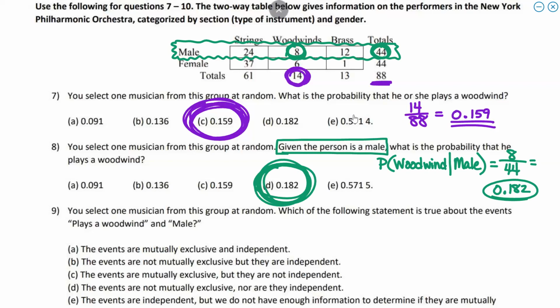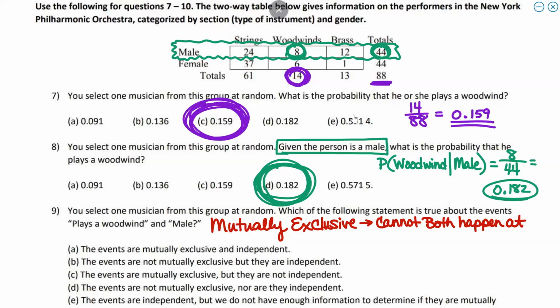Those two questions just set us up for the next one: plays a woodwind and male. I want to know if those are mutually exclusive. I want to know if those are independent. How do I know if they are mutually exclusive? Mutually exclusive means cannot both happen at the same time. Is that true about this? Why not?